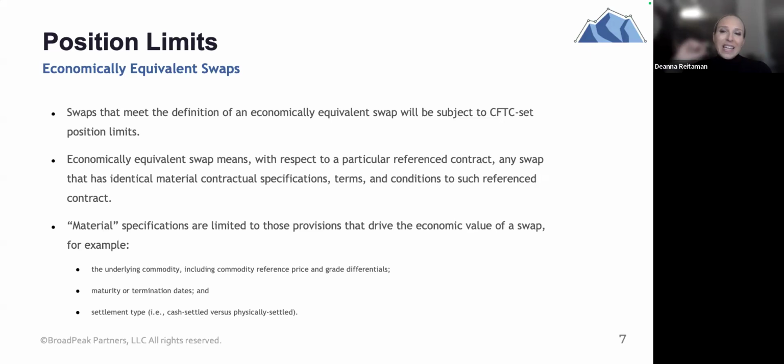But I have to tell you, even though it's a very narrow definition of what is an economically equivalent swap, it does trip some people up sometimes when they're trying to figure out how to implement rules and controls for systems to make sure that they're even, A, capturing the right data, right? You have to make sure you have the right contracts, and then B, making sure you're within the position limits.